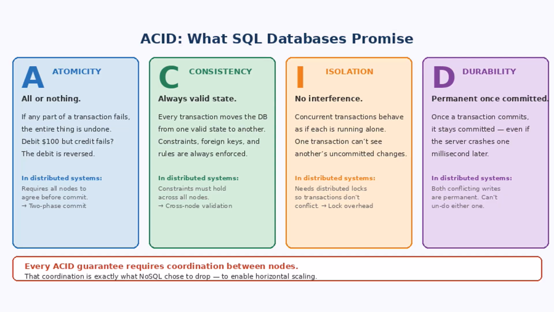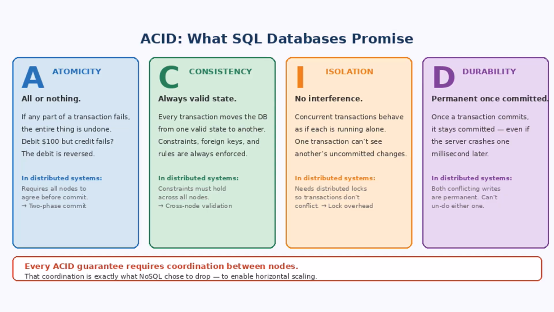Consistency. Every transaction moves the database from one valid state to another. Constraints, foreign keys, and rules are always enforced. Isolation. Concurrent transactions don't interfere. Each behaves as if it's running alone. Durability. Once committed, it stays committed, even if the server crashes 1 millisecond later.